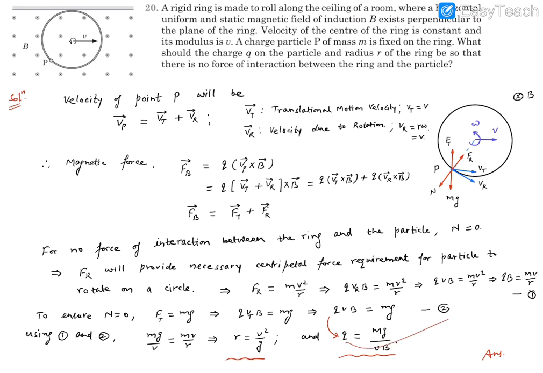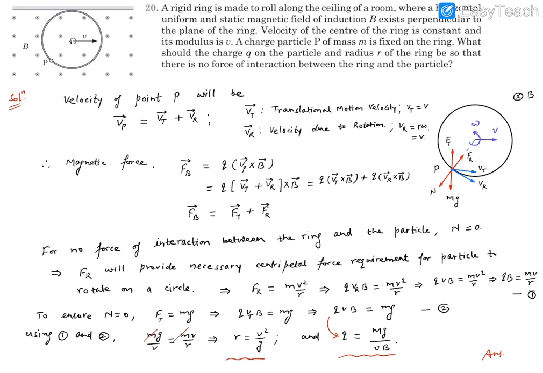Moreover, we can put this charge value in this expression to find the radius r. Simply, from here we can pick the QB value and substitute over here. If we simplify this equation, one v is getting cancelled, which is basically this equation. So from here we are picking QB is equal to mg by v, and we can substitute over here, so we'll get mg by v is equal to mv square by r. Either way you can solve, that's not a big deal.